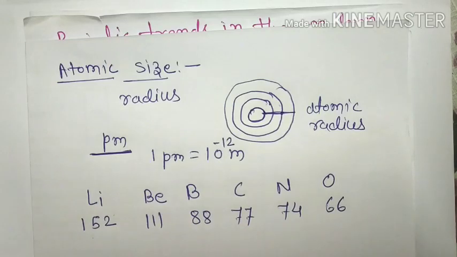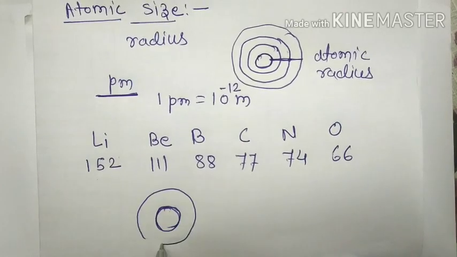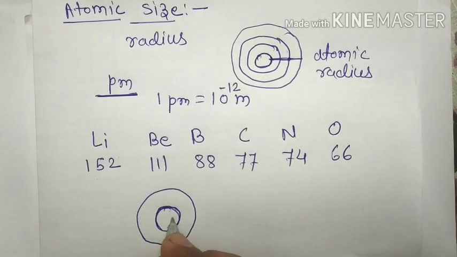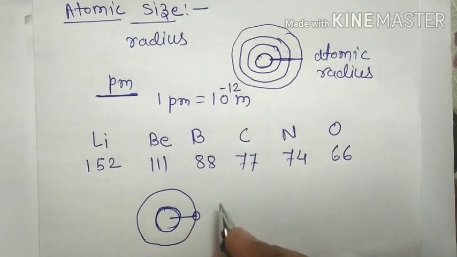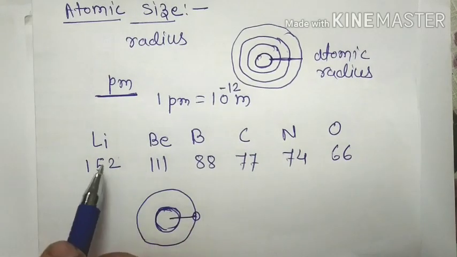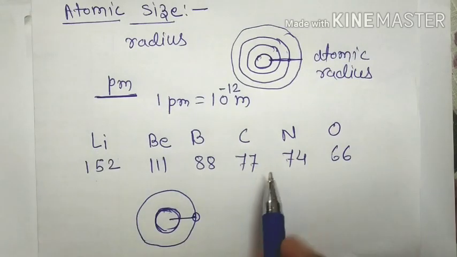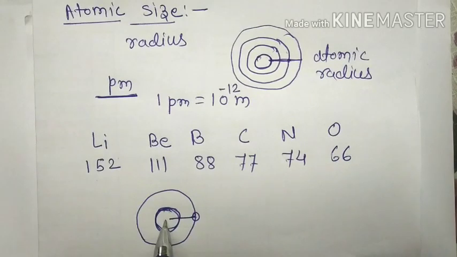So, the number of positive charges. See, this is the nucleus. Here, the positive charges are there in the nucleus. There is the nuclear force acting on the electrons which are present in this shell. Atomic number goes on increasing from left to right. So, the number of positive charges also increases. So, it pulls the electron in the outermost orbit.